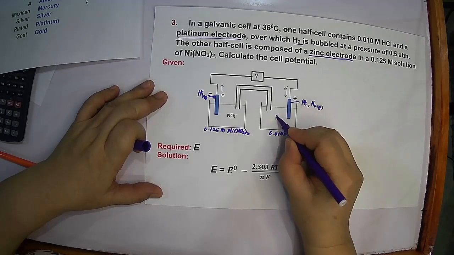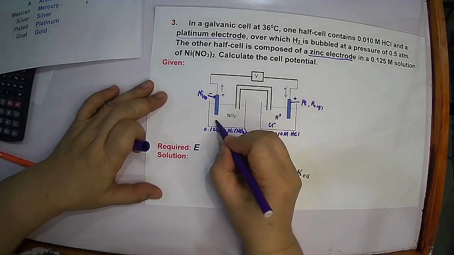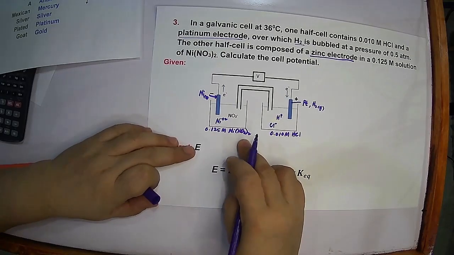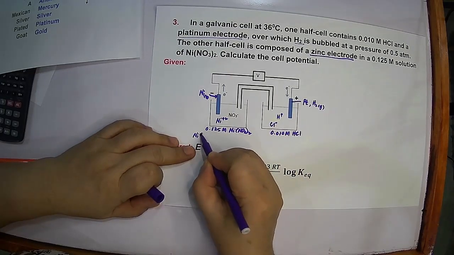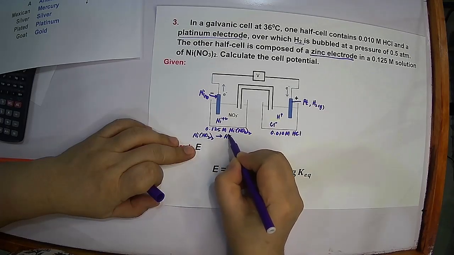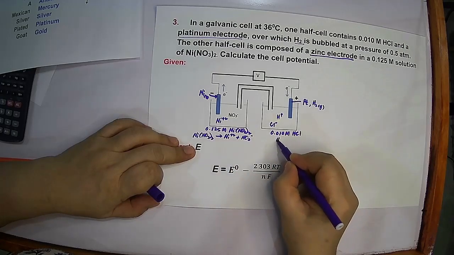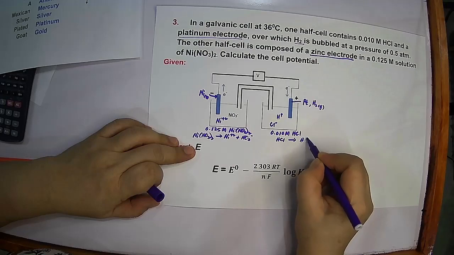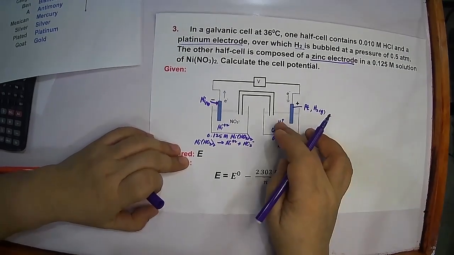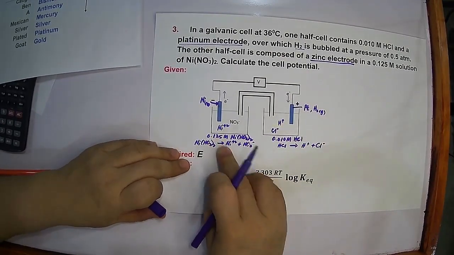So you have the hydrogen ion and the chloride ion here. Here you have the nickel ion. Again, nitrate is highly ionized, so the nickel nitrate will be ionized to the nickel ion and the nitrate ion. Here, the hydrochloric acid will be ionized to hydrogen ion and the chloride ion. So these are the ion concentrations of both. Okay, this one for the nickel.